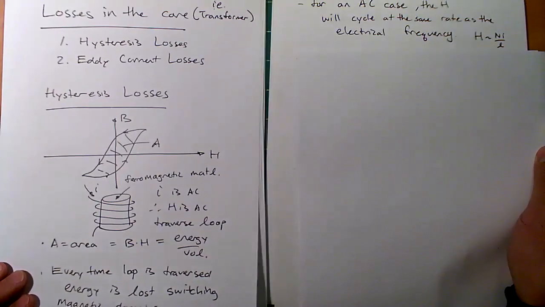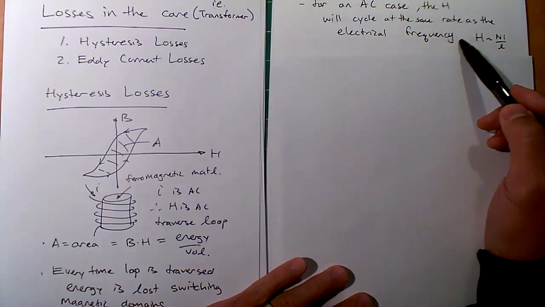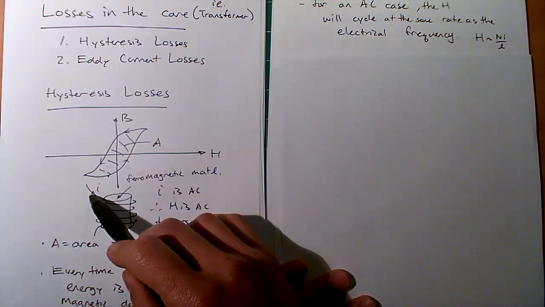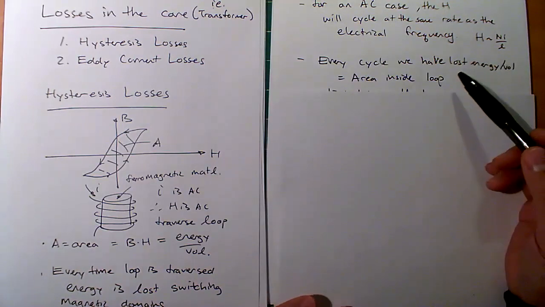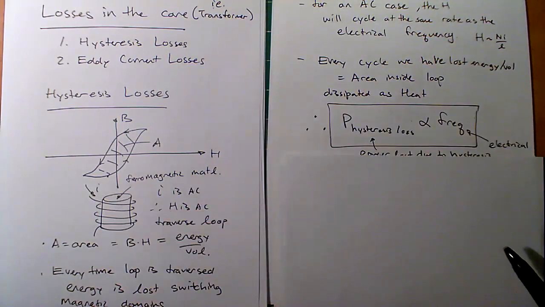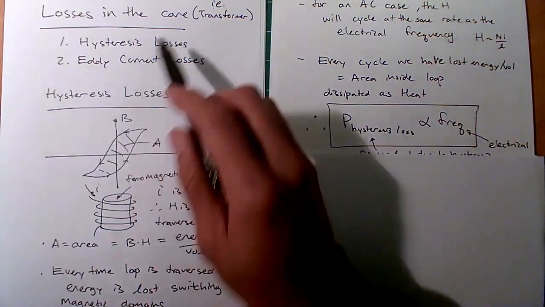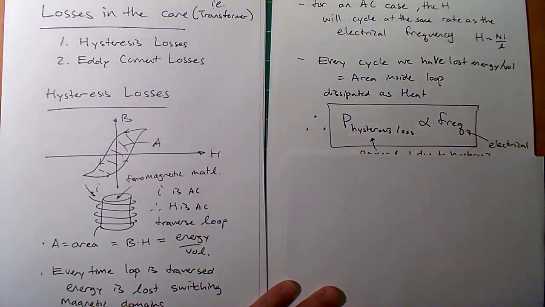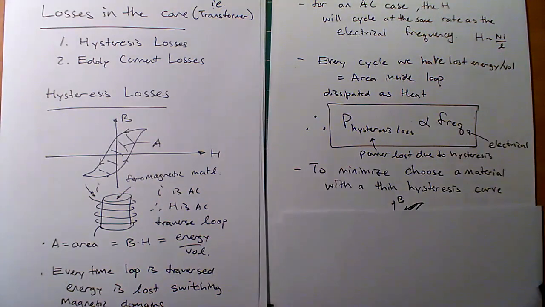All right, so for an AC case, the H will cycle at the same rate as the electrical frequency. Right, that makes sense. If this is 60 hertz, this cycles at 60 hertz, no problem. And every cycle we have lost energy in a volume because of the area inside the loop, no problem. And it's dissipated heat. That means the power loss due to hysteresis is directly proportional to frequency. Okay, so this is alpha, my little symbol for proportional to.